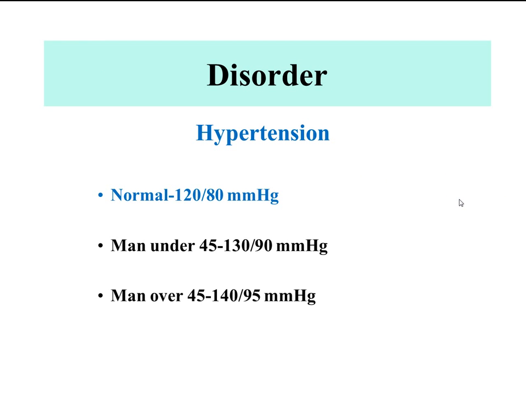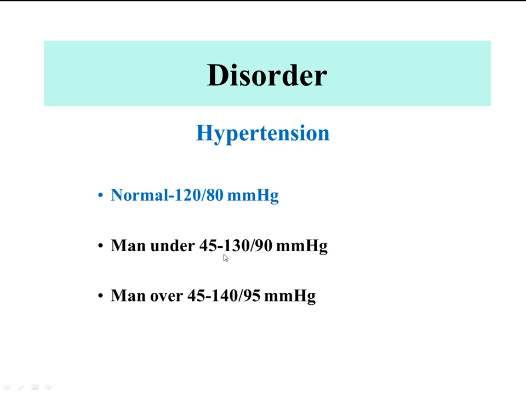Hypertension is a disorder, high blood pressure. Hypotension would be low blood pressure. Normal blood pressure would be, remember, this number is the systolic and this number is the diastolic. So normal would be around 120 for the systolic and 80 for the diastolic, in millimeters of mercury.